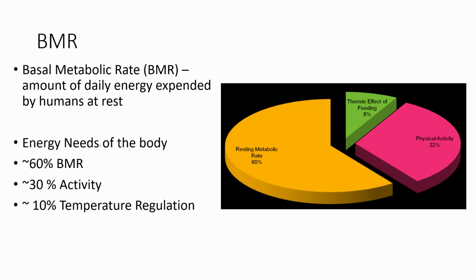BMR, basal metabolic rate. This is the amount of daily energy expended by humans who are at rest. Just to give you an idea how this is broken down, of the energy needs of the body, 60% is your basal metabolic rate, 30% is going to go for activity, and 10% is going to go for temperature regulation.